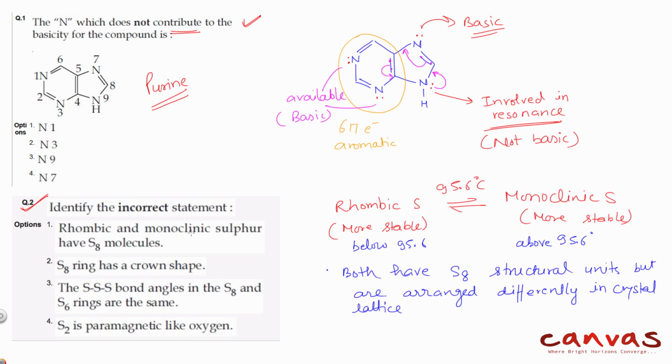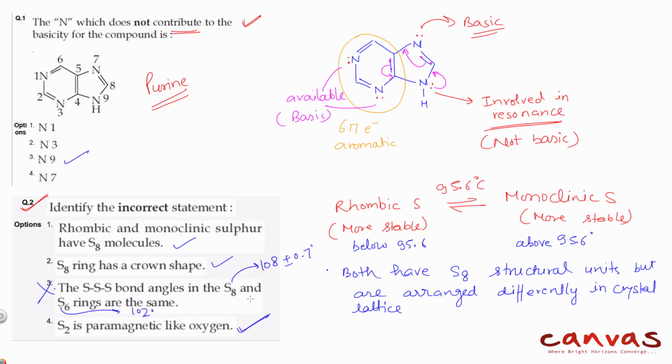Okay, so they both have S8 molecules. Yes, S8 has a crown shape, or you can say a puckered ring structure. So it is also true. The S-S-S bond angles in S8 and S6: in S8 it is 108 plus minus 0.7 degrees, and in S6 it is around 102 degrees. So they are not the same. So this is wrong. So the answer will be the third one, the incorrect statement. And S2 is paramagnetic like oxygen. Yes, it has 2 unpaired electrons.